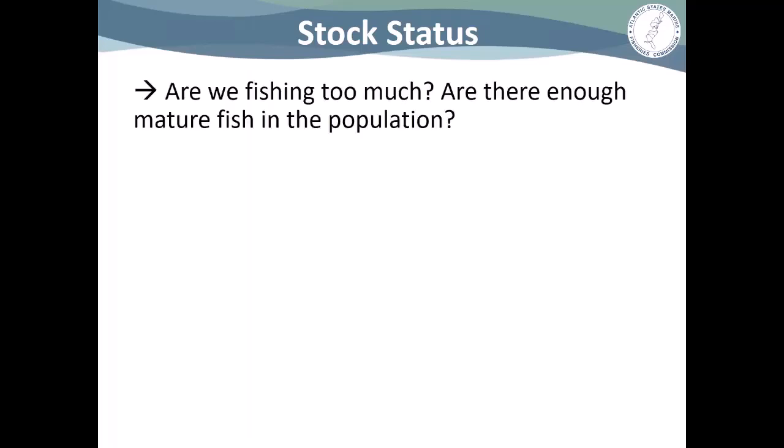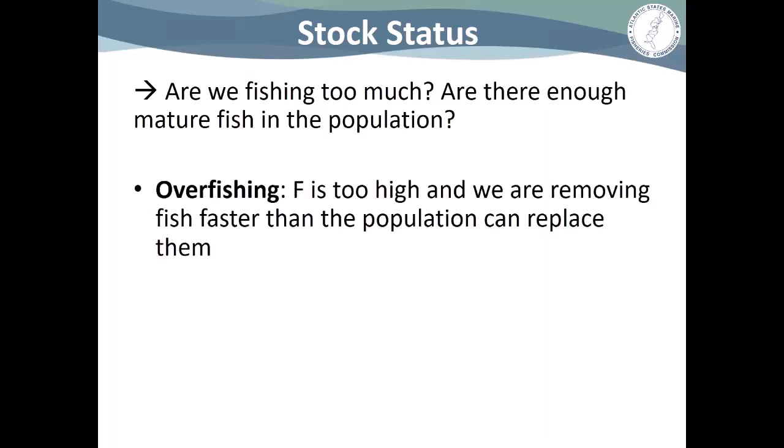So the other part that we get out of this is stock status. If I tell you F is 0.3 and there's 30,000 metric tons of spawning stock biomass out there, is that good or bad? Well, it depends, right? It depends on the species that you're talking about. So we need to know not just what the level is, but are we fishing too much? Are there enough mature fish in the population?